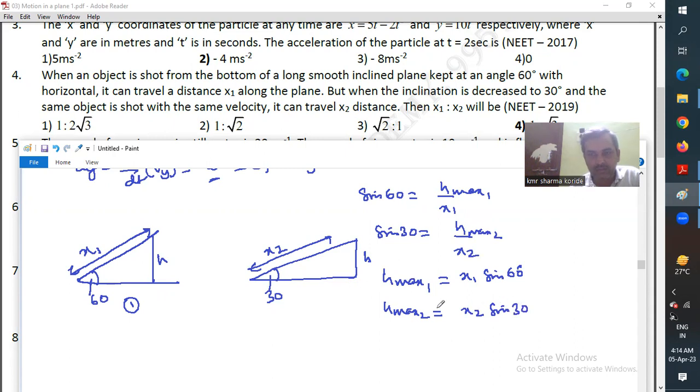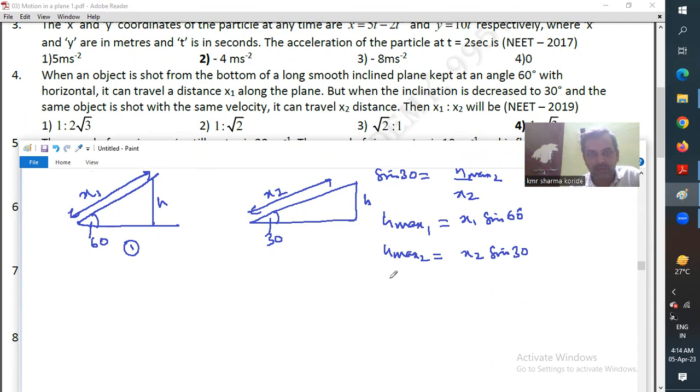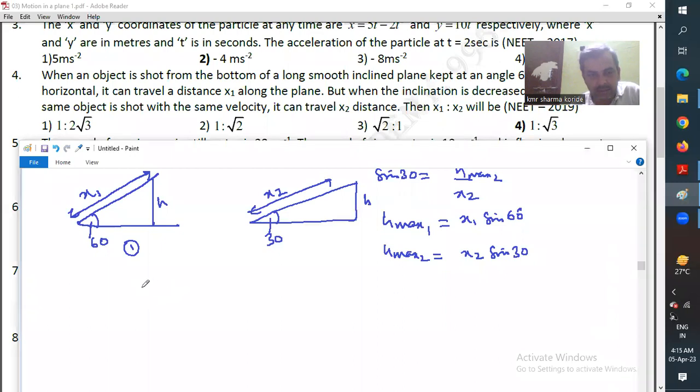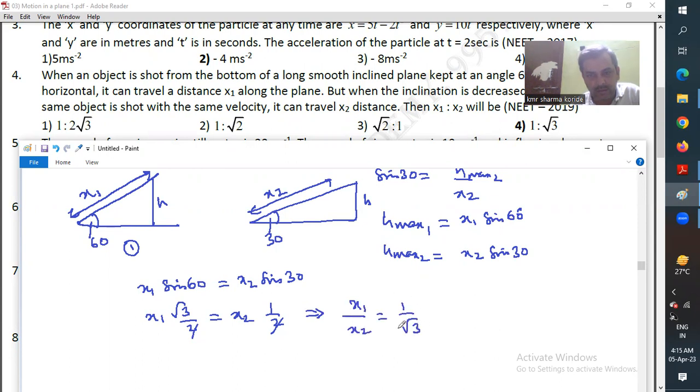So let us use these equations to get the ratio of x1 and x2. Compare both the cases. x1 sin 60 is equal to x2 sin 30. Sin 60 is root 3 by 2, along with x1, is equal to x2. Sin 30 is 1 by 2. 2 and 2 get cancelled. The question is to find x1 by x2. So this is 1 by root 3. Root 3 will come down. So the fourth option is correct.